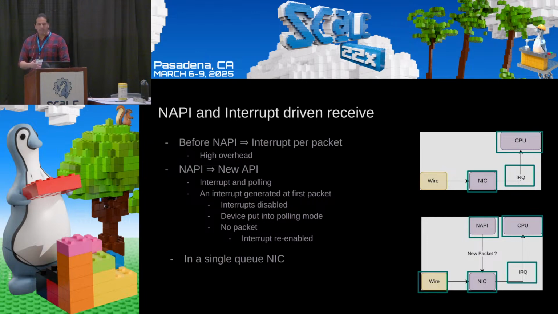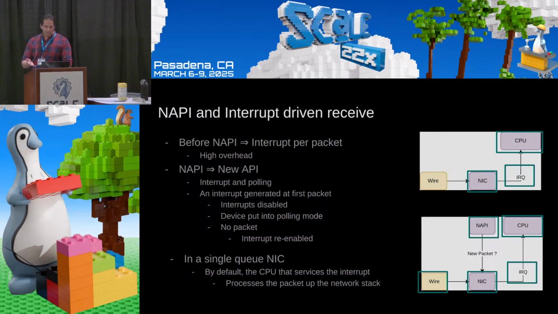In a single queue NIC, as we've seen earlier, NICs put the data that they receive in a particular TX and RX queue and from there into packet buffers. In a single queue NIC, by default, the CPU that services an interrupt is the one that processes the packet and pushes it up the network stack. So at some point, when we pull that packet and start pushing it to the network stack, there is a problem that we have a single CPU doing that.